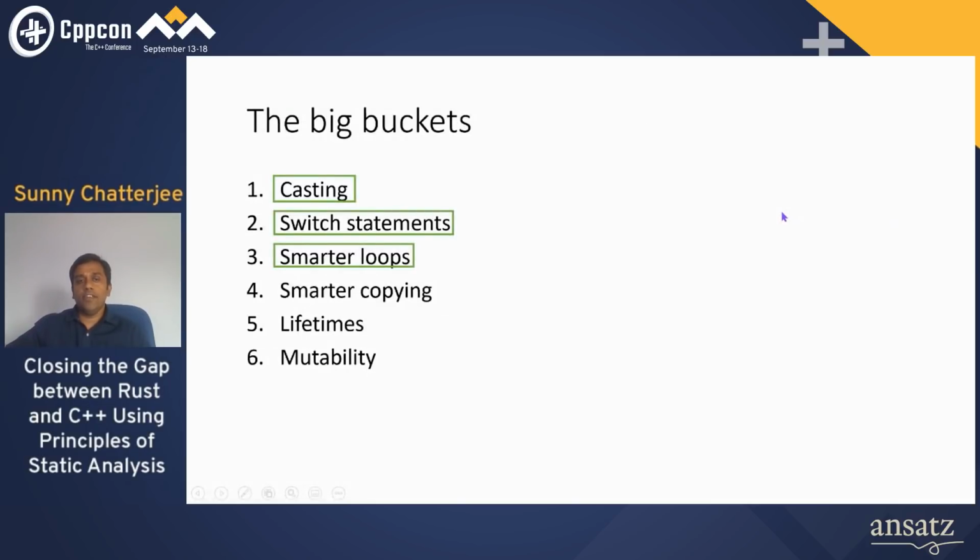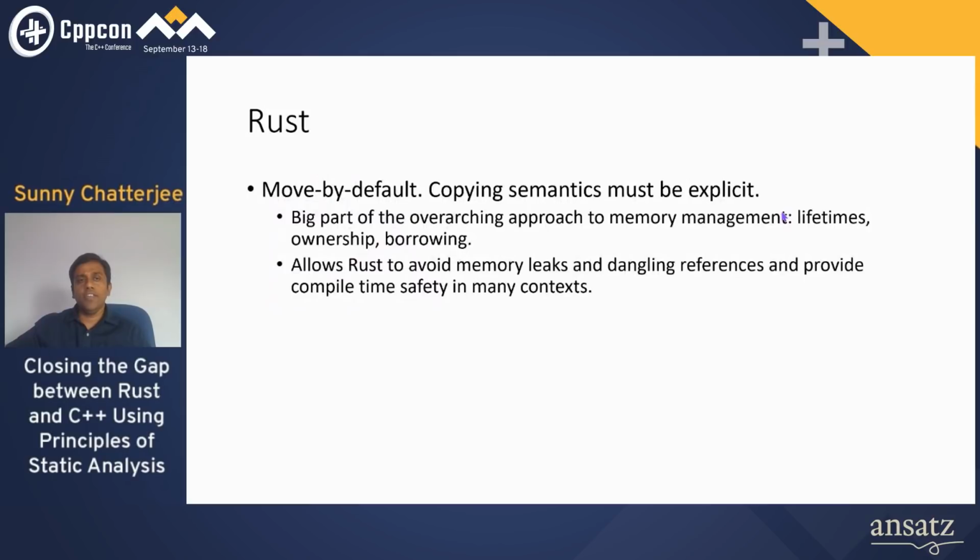So we covered casting, switch statements, smarter loops. Next, I'll be talking about smarter copying. The interesting thing about Rust is it's moved by default, and copying semantics must be explicit. This is very different than C++, which is copy by default, and move semantics has to be specified explicitly.